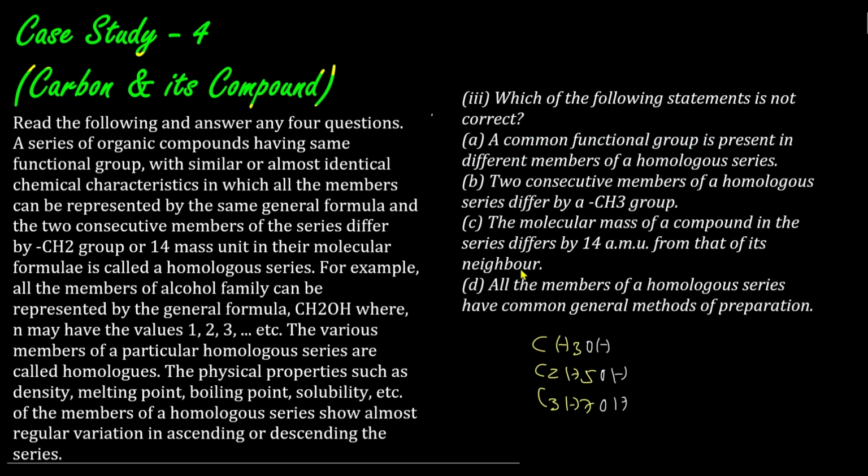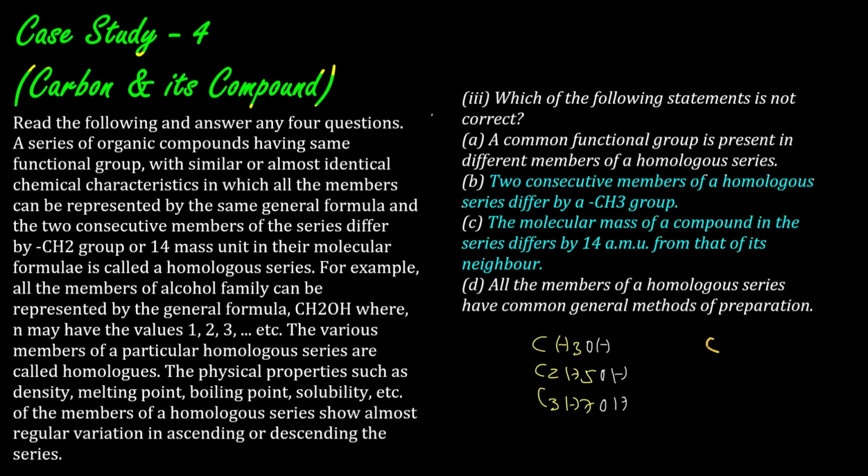Now the next one is that two consecutive members in a homologous series differ by CH3. No, we just answered this part. They vary by CH2. Each member varies from its succeeding or preceding member by a CH2 group. Although we got the correct answer here, let's read the other options also. The molecular mass of the compound differs by 14 a.m.u from its neighboring member. We just figured out that it is CH2.